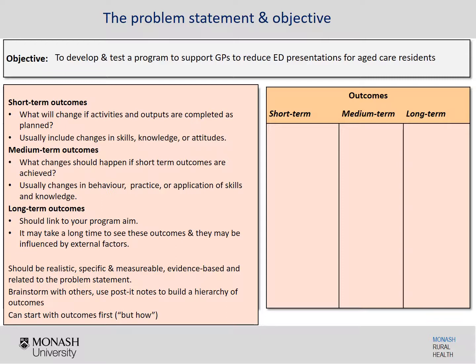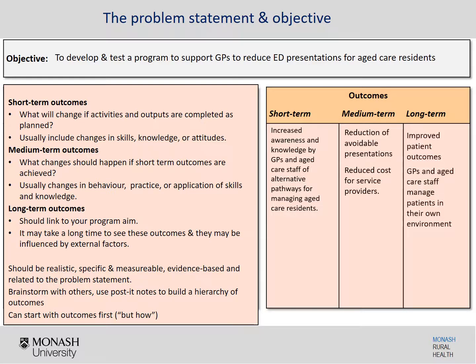And you can also build your logic model, as we've said before, from left to right, which is the if-then approach, but you can build it from right to left, so that's the but-how approach. So with this one you might say the longer term outcome is improved patient outcomes, but how are we going to achieve that? We're going to reduce avoidable presentations and so on.